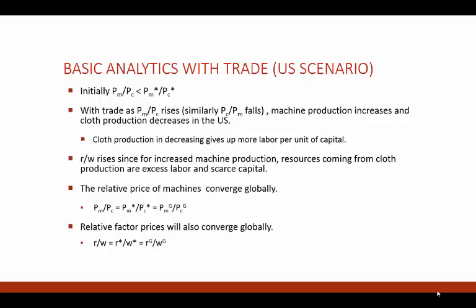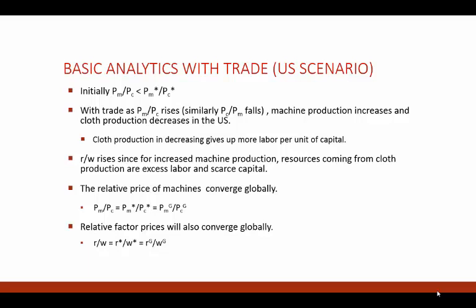The analytics of this are given in this slide for the United States side of the trade picture. Trade causes the relative price of machines to rise in the US until it converges to a global price PM over PC, where India's relative price of machines has also fallen to. Machine production increases in the United States, while cloth production decreases. However, for that to happen, the relative rental in the United States, that is R over W, has to increase.